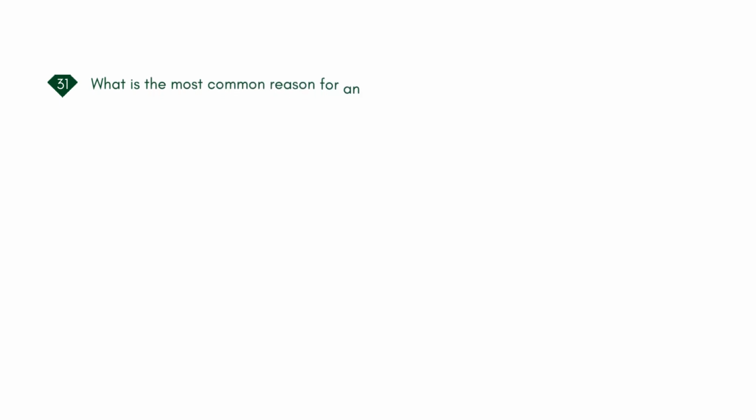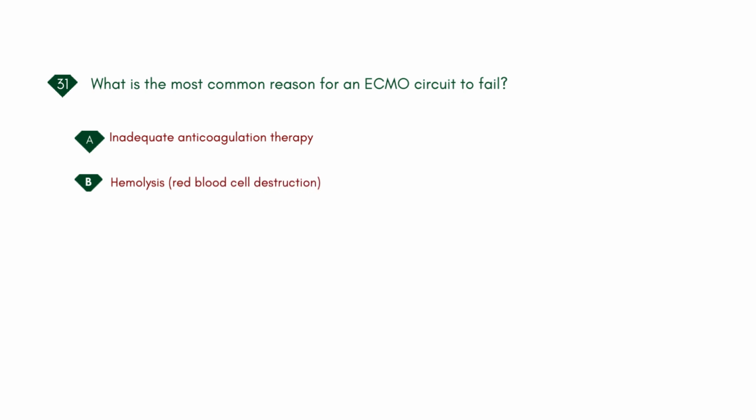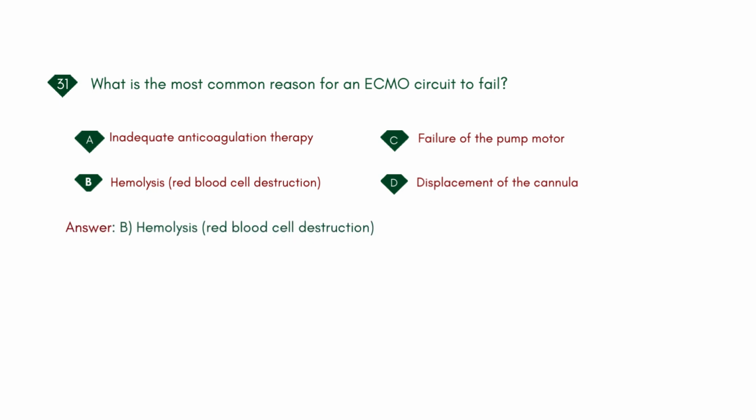What is the most common reason for an ECMO circuit to fail? A. Inadequate anticoagulation therapy. B. Hemolysis, red blood cell destruction. C. Failure of the pump motor. D. Displacement of the cannula. Answer: B. Hemolysis, red blood cell destruction.